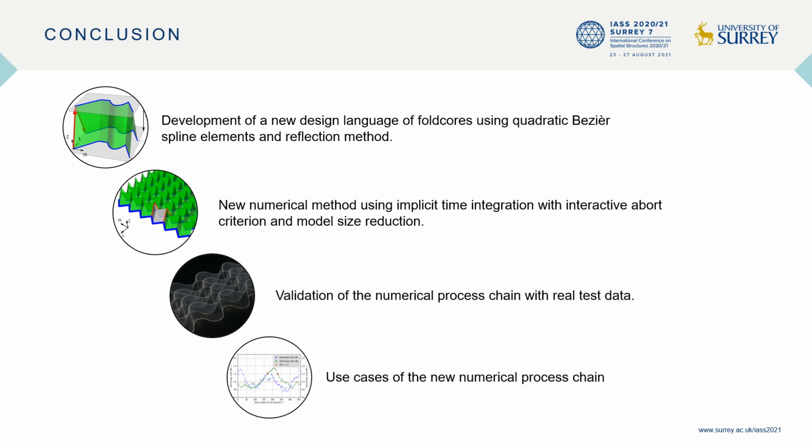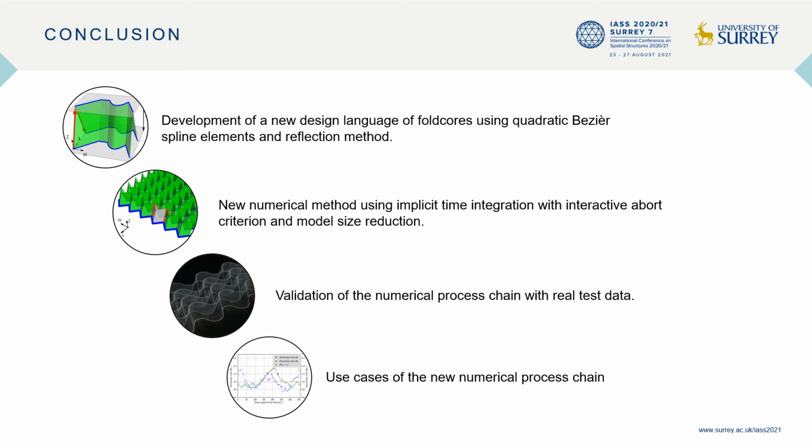So what is the conclusion of this work? We show a new design language for FOLDCORES using quadratic Bezier-spline elements and the reflection method, which is able to describe a wide range of unit cell designs. After this, we show a new numerical method using an implicit time integration with an interactive abort criterion. Furthermore, we reduce the model size with the use of periodic boundary conditions. Then we validate the results of the numerical process chain with real test data using cores out of PET.